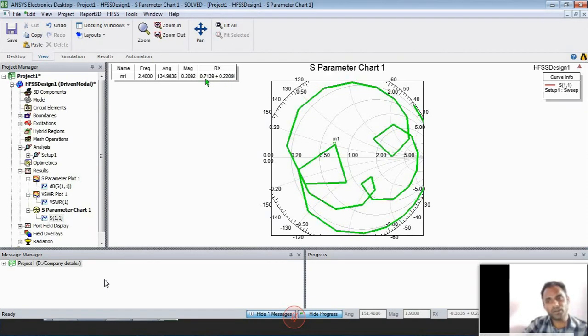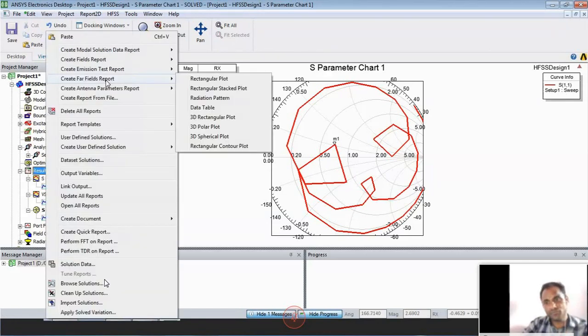So our imaginary part is always taken as 0. So we get a real part of 0.7. So 0.7 is approximately taken as 1. So our unit circle is matched here. Okay. So this is another proof of whether this design is correct or not. We need to check our impedance match.